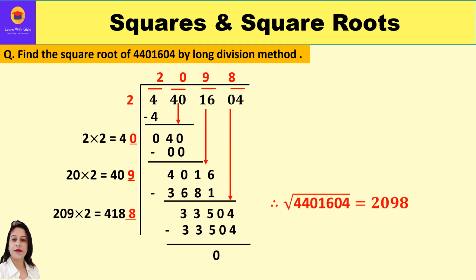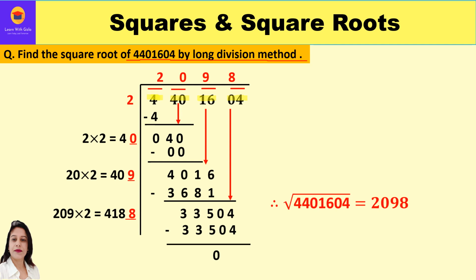Now, what the long division method is, we have already discussed in the previous video, but still let me take a question to quickly revise it. The question says: find the square root of 4401604 by long division method. First of all we will start forming the pairs from the ones digit. These pairs are also called periods. So the first period is 04, then we have 16, then 40, and then 4.